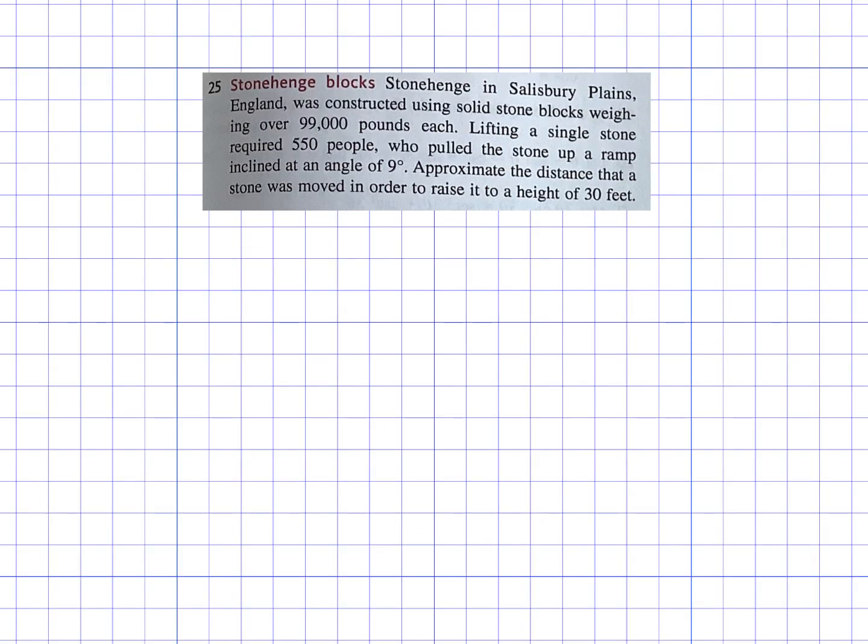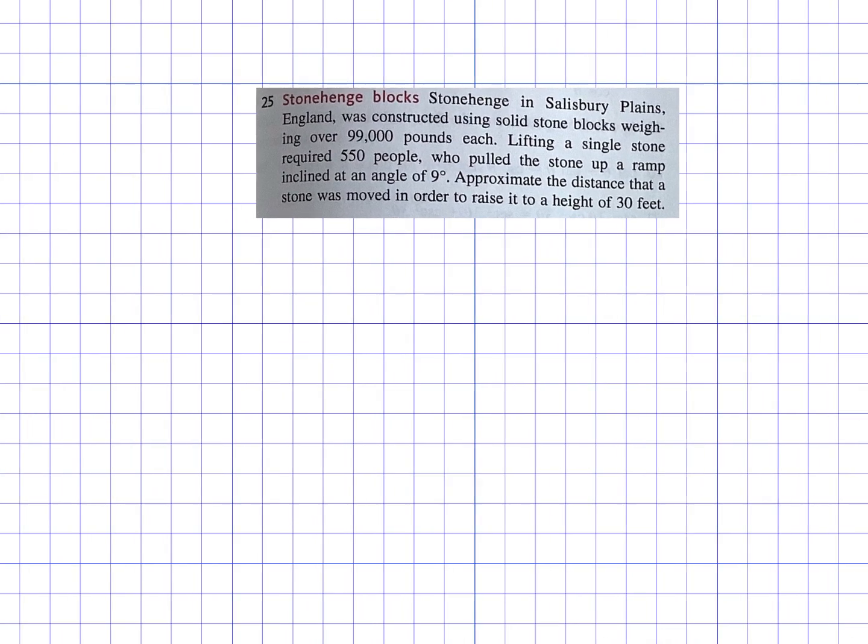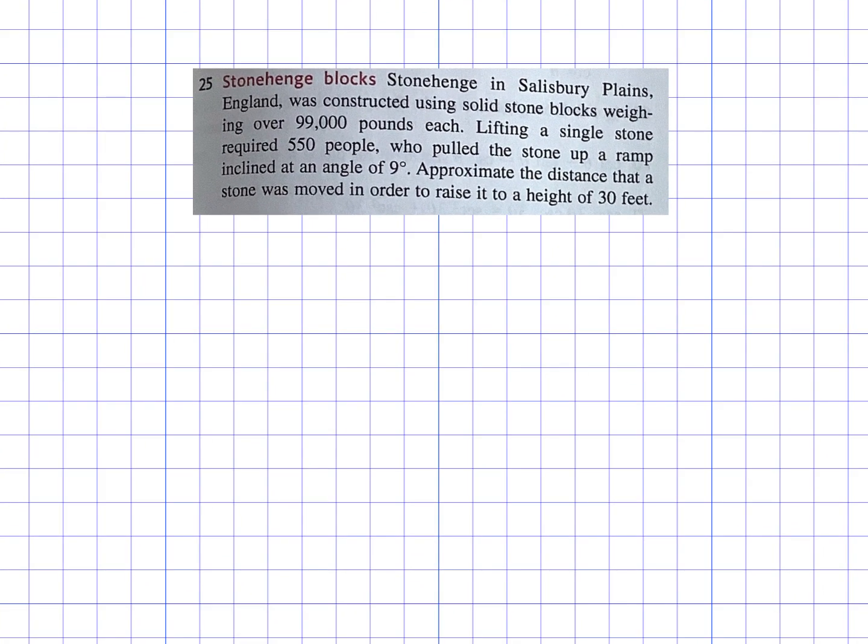Okay, 25. Stonehenge blocks. Stonehenge in Salisbury Plains, England, was constructed using solid stone, weighing over 99,000 pounds each. Lifting a single stone required 550 people, who pulled the stone up a ramp, inclined at a 9-degree angle. Approximate the distance that a stone was moved in order to raise it to a height of 30 feet. Holy cow. All right, so 9 degrees, and how far did they have to pull the stone up the ramp?